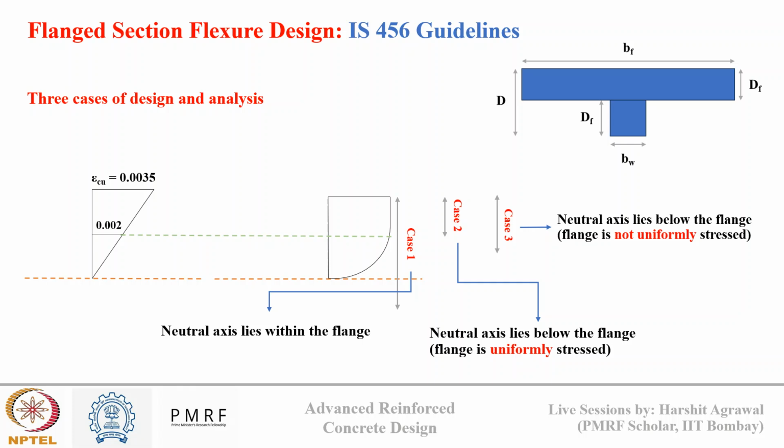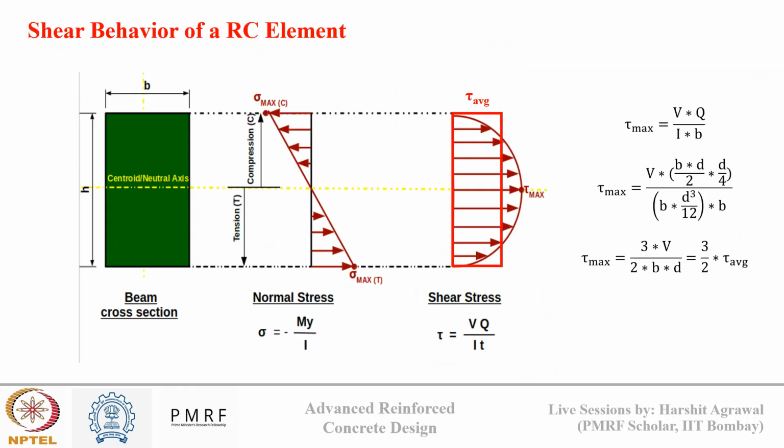If the neutral axis depth is less than the depth of flange, then we say the neutral axis lies in the flange part. So again we have two more cases, whether the flange is uniformly stressed or not, and that judgment we get from the Df by d ratio. If it is less than 0.2, we say that the flange is uniformly stressed, and if it is more than 0.2, we say the flange is not uniformly stressed. For each of these cases we saw how we estimate the moment of resistance, and then we solved a numerical just to see the approach, how we go along with solving a problem for a flanged section.